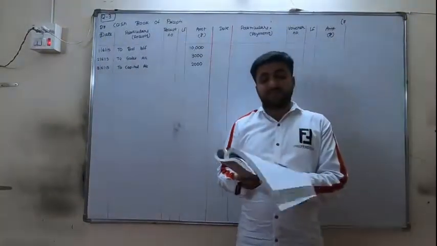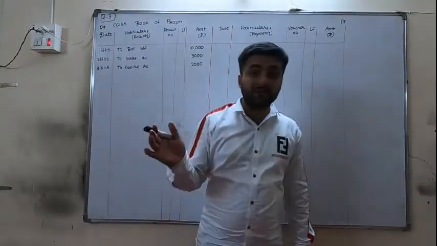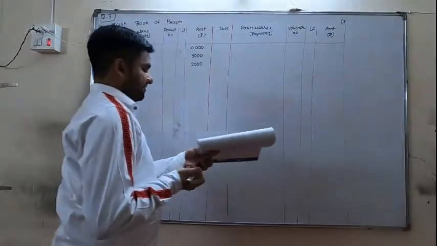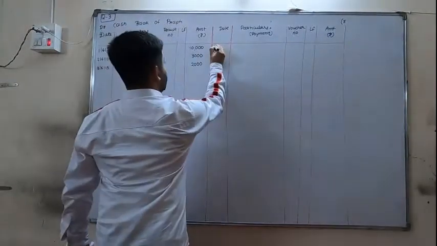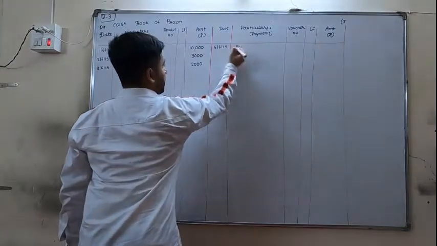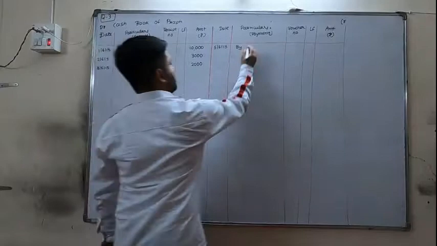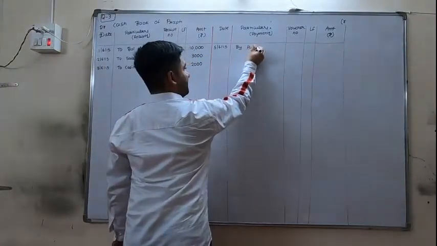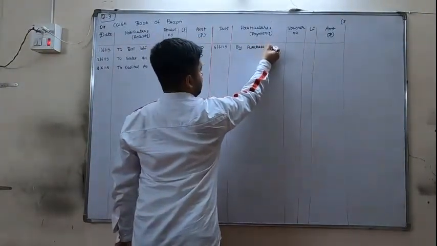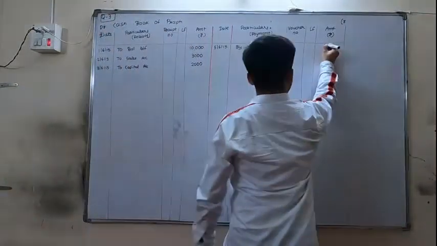Fifth, cash purchase 6000. Now we are purchasing goods through cash, so cash is going out, so we'll write it on credit side. On 5th, 5, 6, 15. Now all the transactions on debit side should be written with To, and here all the transactions with By. Cash is going out through purchase, so by purchase account 6000.